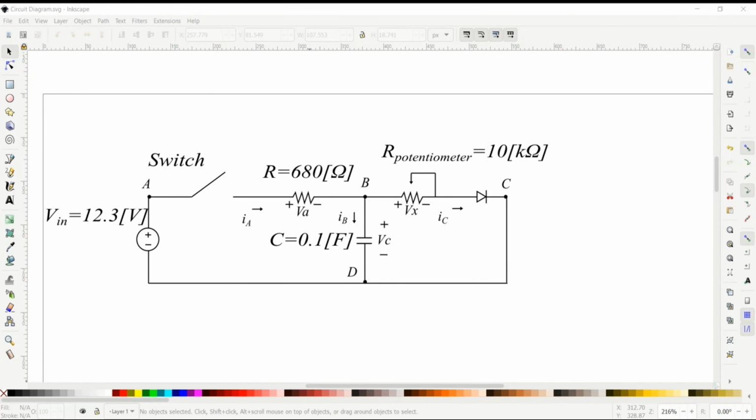Hello, this is the design portion of the circuits project, and I have designed a circuit that will turn an LED on and off using a switch. It will change the brightness of the LED via a potentiometer, and using a capacitor, it will power the LED when the switch is turned off.